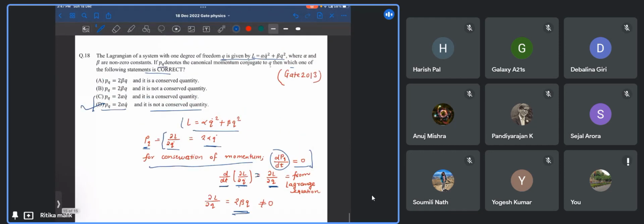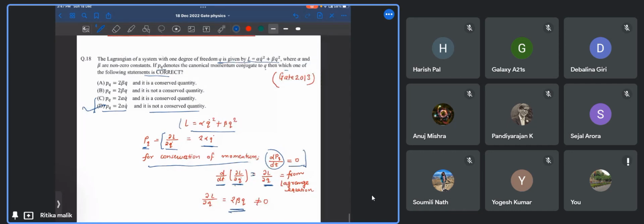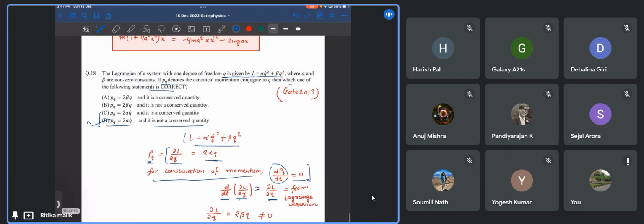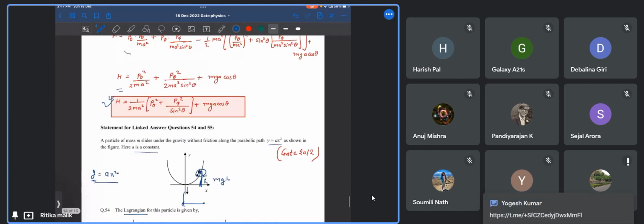So you will encounter these types of questions again and again in the GATE exam. And if you understand this part, you will be able to solve every question related to this concept. So if you have any doubts, you can ask from any part of the lecture.